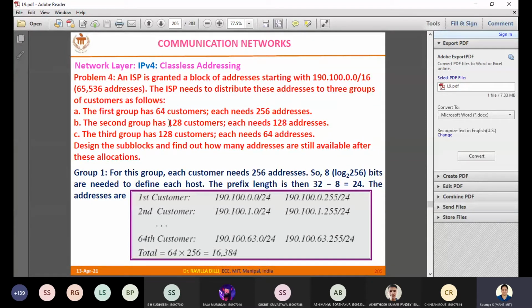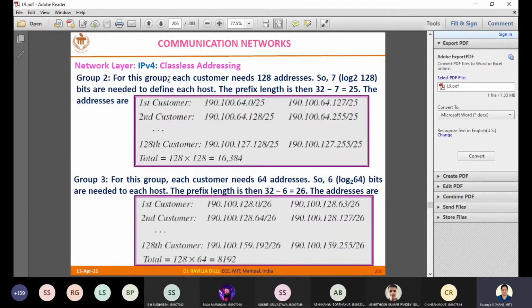Now similarly, you look at the second group. The second group has 128 customers, and each of these 128 customers requires 128 addresses. So again, how will you find out the prefix length or the slash n value? It will be log 128 to base 2. The value is 7. So the prefix length will be 32 minus 7, which will be 25. The slash n value will be /25. Okay. So what will be the first address of this customer?